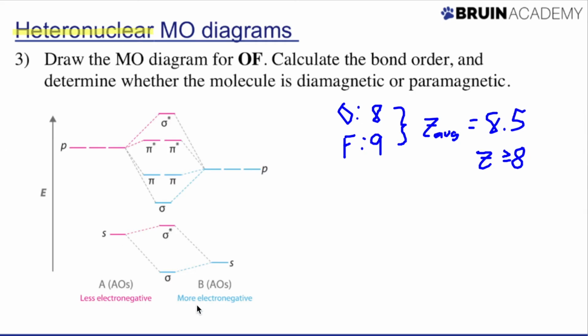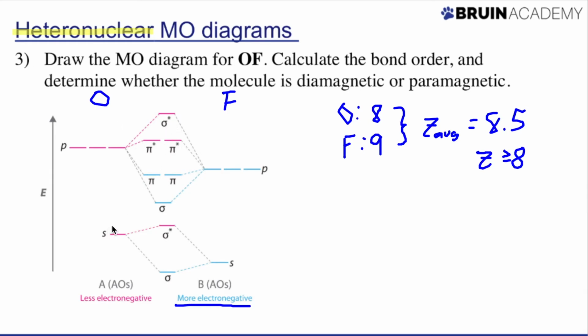And the one that is lower energy is the one that's more electronegative. So you always put the more electronegative element on the side where the atomic orbitals are lower energy. And here between O and F, F is more electronegative, so it goes on the right. O is less electronegative, and it goes on the left. Once you do this step, everything's exactly the same as what we've done for the homonuclear.